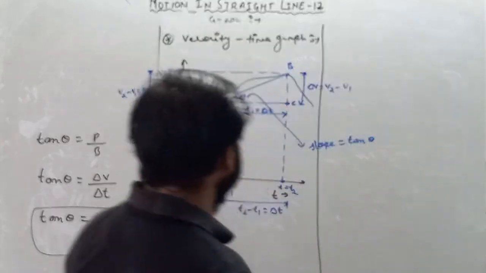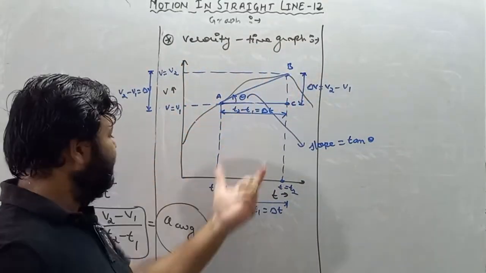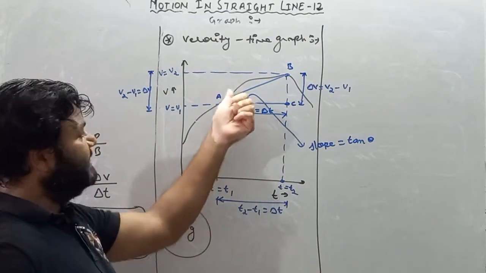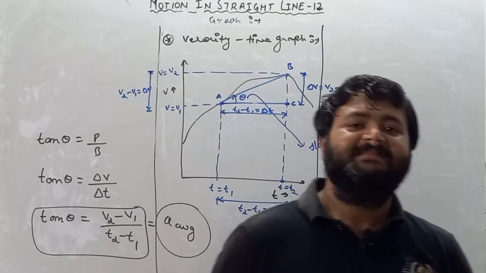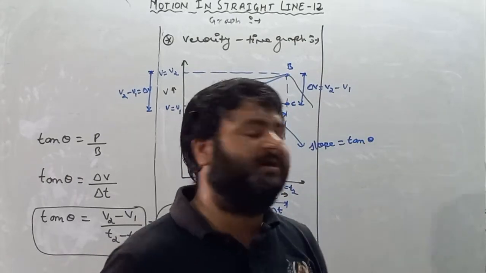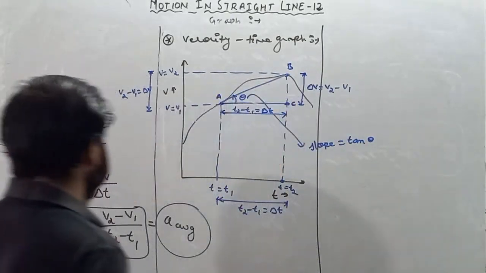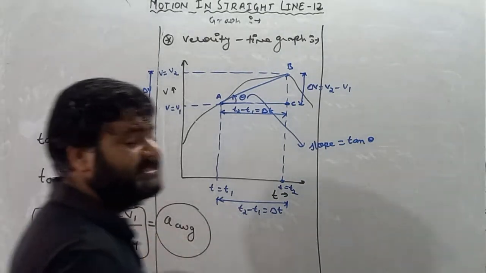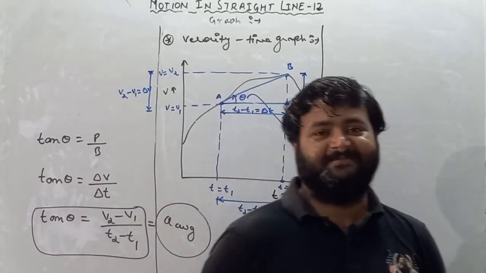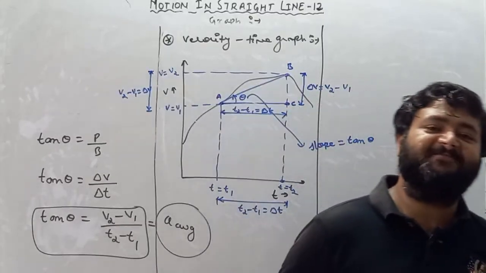So remember this: under a velocity-time graph, if two times are given, then just find the slope of the graph in terms of tan theta. That slope can give the value of change in velocity with respect to time, which is average acceleration. I hope you all understand this graph, my dear students.